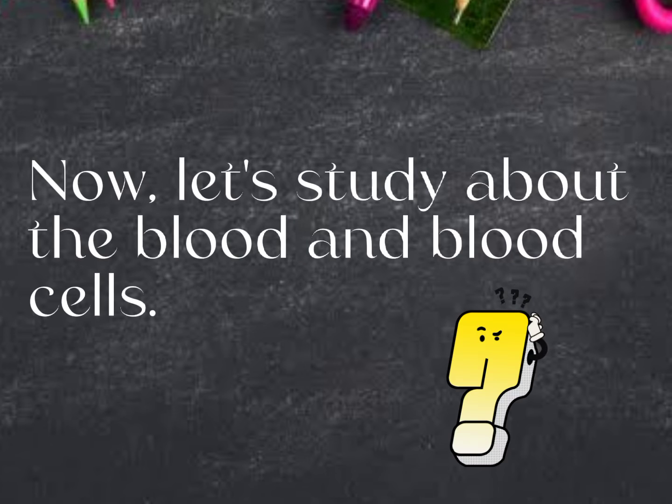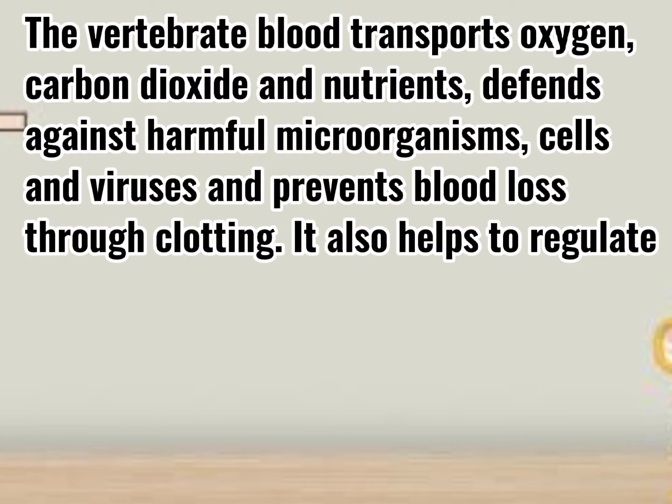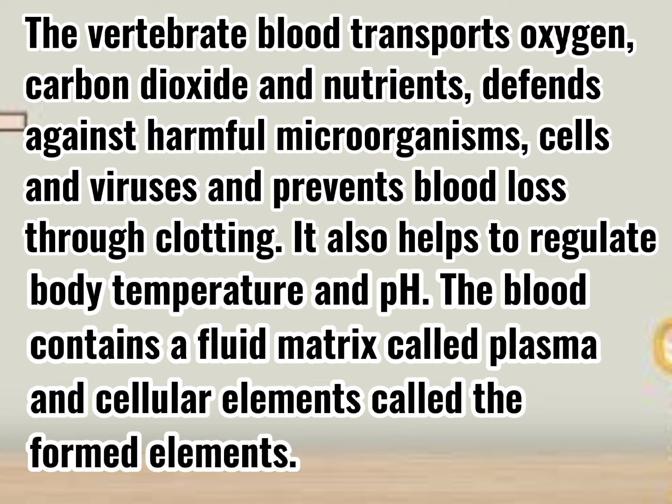Now, let's study about the blood and blood cells. The vertebrate blood transports oxygen, carbon dioxide and nutrients, defends against harmful microorganisms, cells and viruses, and prevents blood loss through clotting. It also helps to regulate body temperature and pH. The blood contains a fluid matrix called plasma and cellular elements called the formed elements.